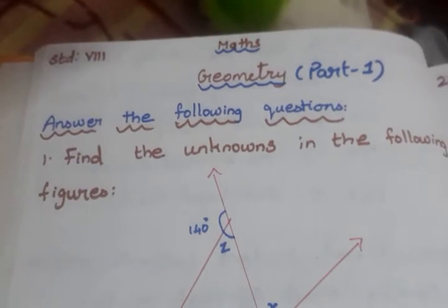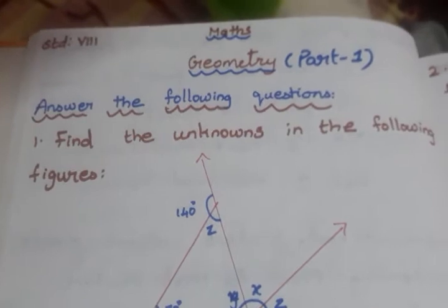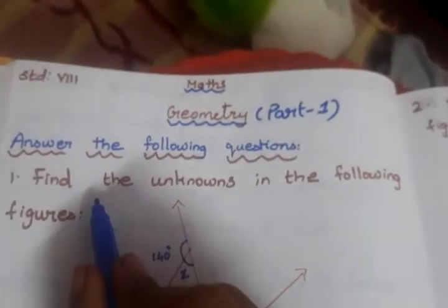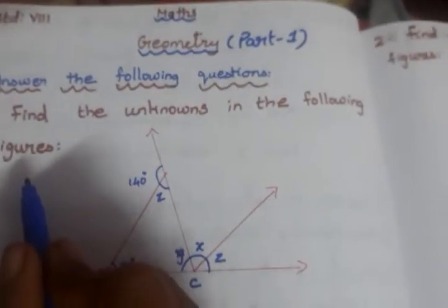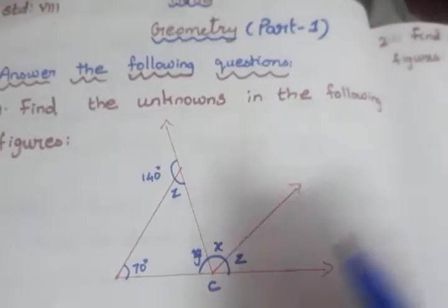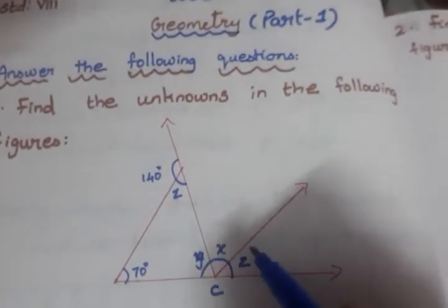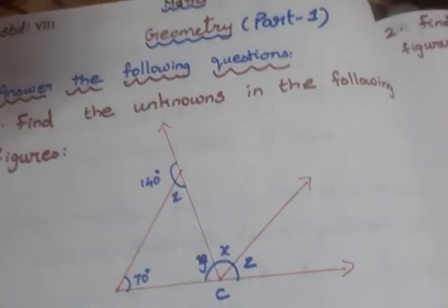Already we studied the geometry. Now we are going to learn the solutions. Okay, problems and solutions. So geometry part 1. Answer the following questions. Find the unknown in the following figures. So unknown means x, y, z. So we find the value of x, y, z.